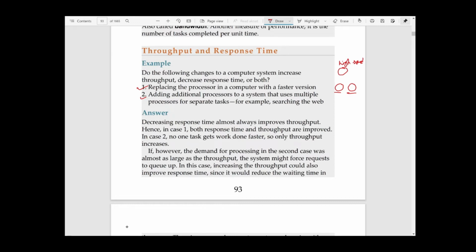If we go for the high speed processor, it will obviously improve the response time, and it will also increase some throughput. Assuming multiple applications, A1, A2, A3, are coming one by one to execute in the computer, if we just increase the speed of the computer, it will not just decrease the execution time, it will also increase the throughput a little bit.